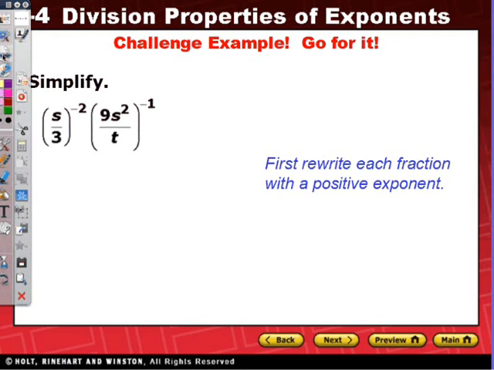Oh look, it's one I finally didn't do. Ooh, because it's the challenge example. Jot it down. I'll leave it up here for a second, and try this one. I'm going to give you the answer tomorrow. Hang in there. It's tricky. You can do it though.